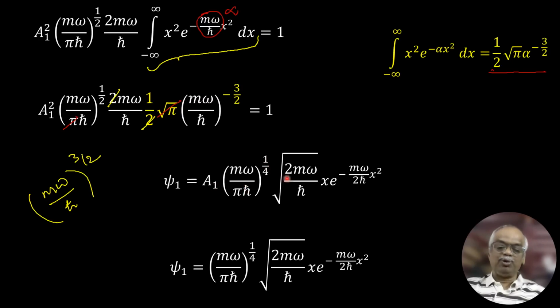So we have seen psi 1 is equal to a1 times m omega over pi h cross power 1 over 4 times square root of 2 m omega over h cross x e power minus m omega over 2 h cross x squared. Here now we have found a1 squared is 1. So psi 1 will become m omega over pi h cross power 1 over 4 square root of 2 m omega over h cross x e power minus m omega over 2 h cross x squared.